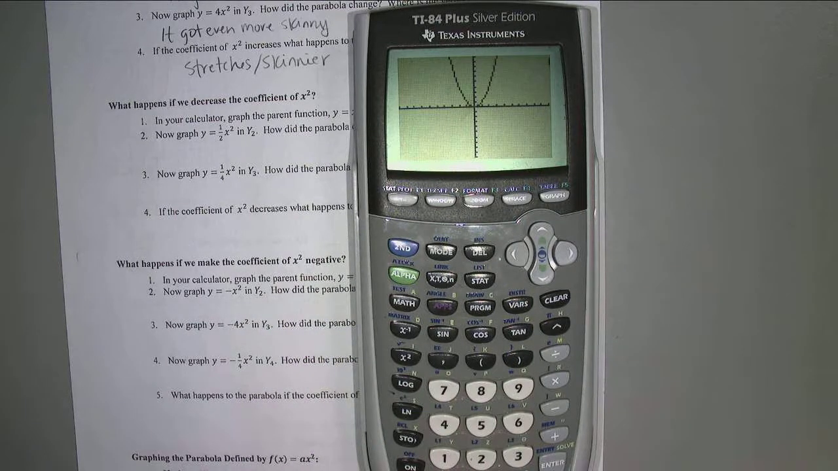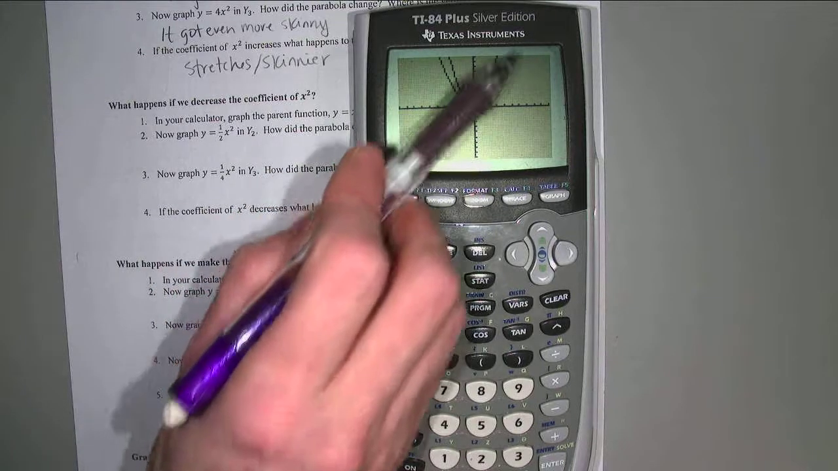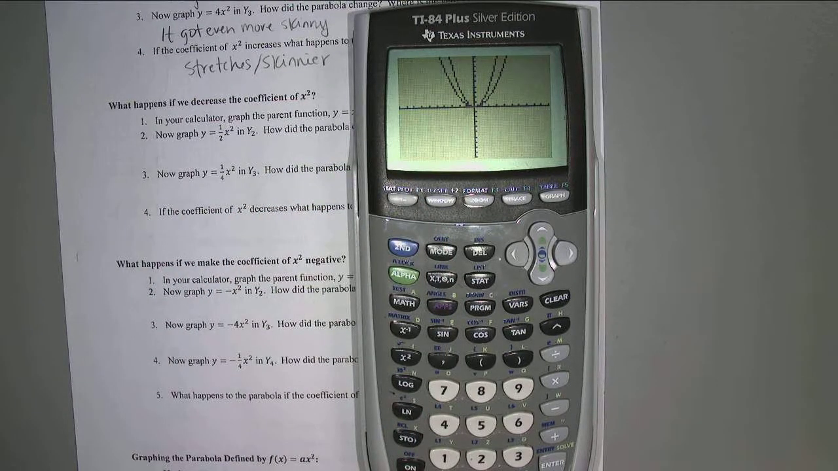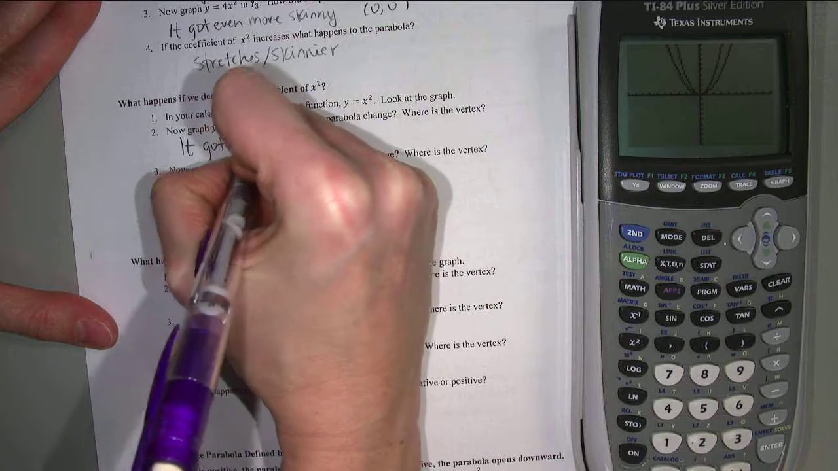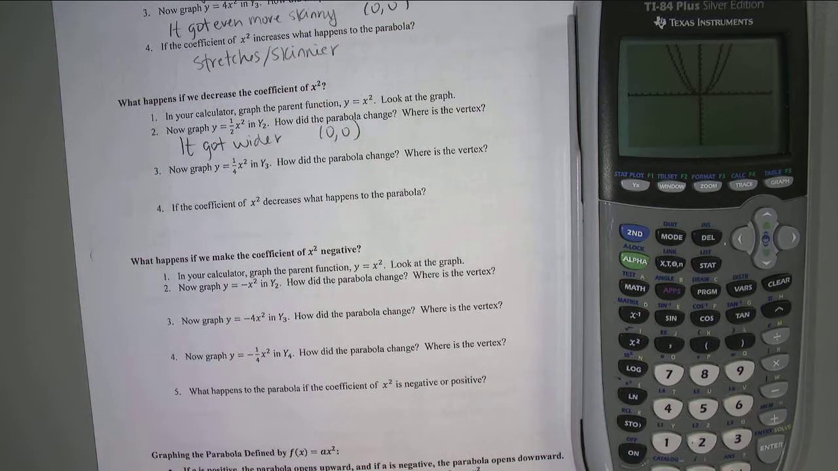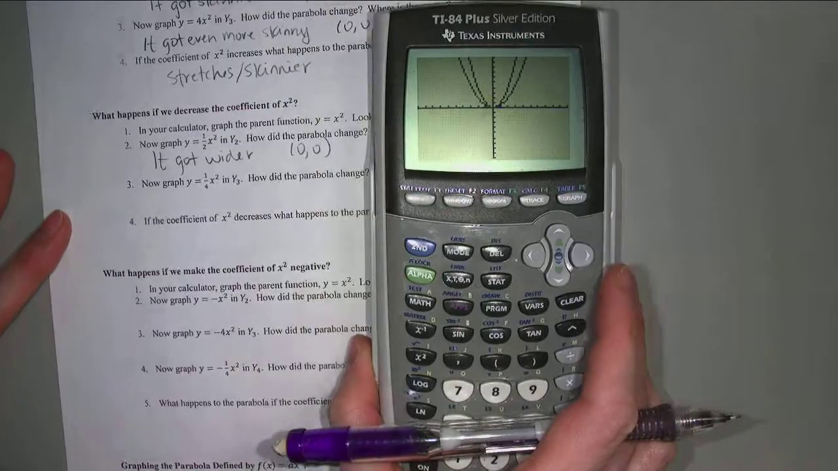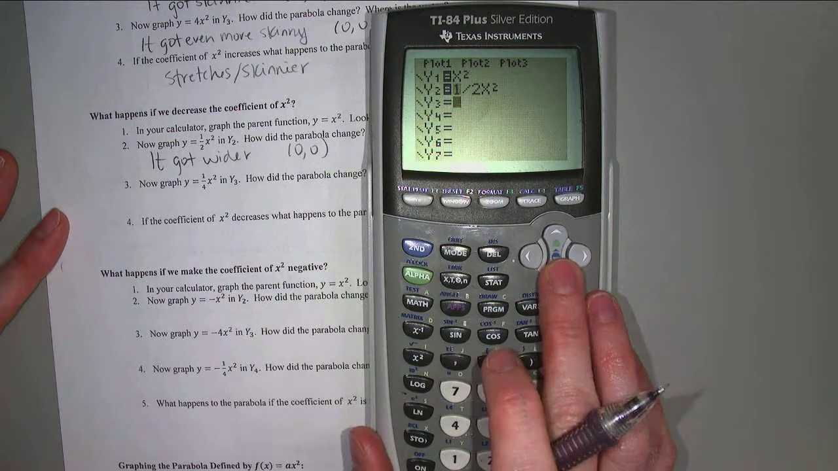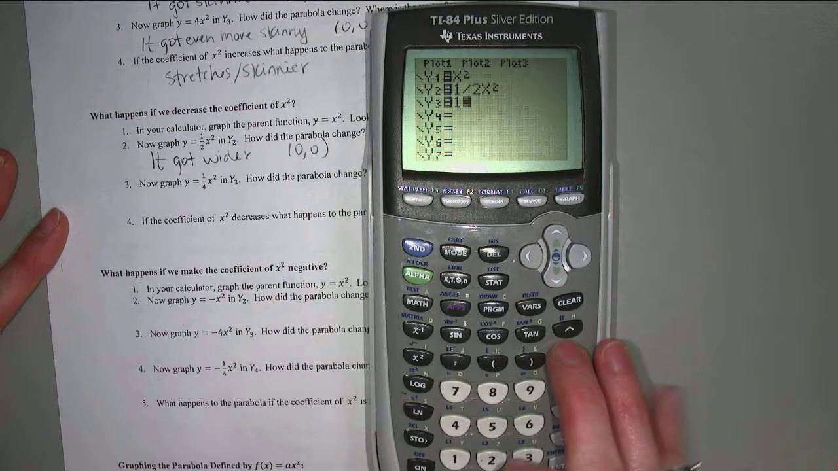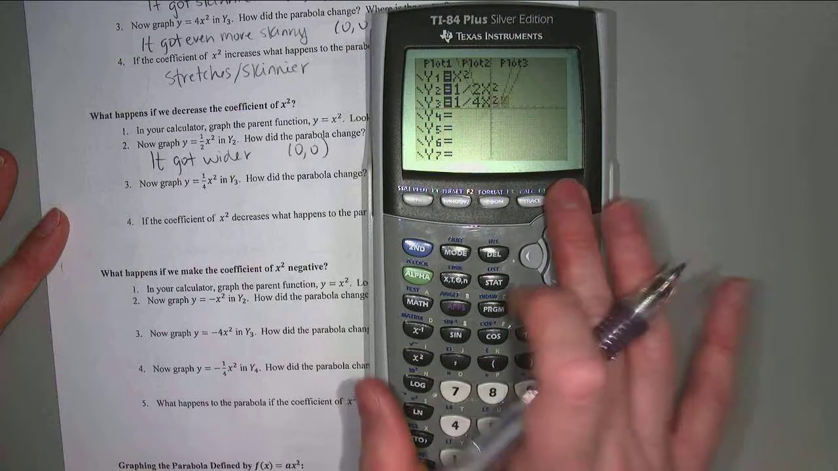So it's going to graph our normal x squared, but then what do you notice about that 1/2 x squared? It's not skinnier, it's actually wider, exactly. So it got wider. Did it change the vertex at all? No. So the vertex is still at 0, 0. So you're probably noticing the pattern. What do you think is going to happen when we put 1/4 x squared in there? It's going to get even more wide. You got it. So in our y3, let's put 1/4 x squared and graph that.